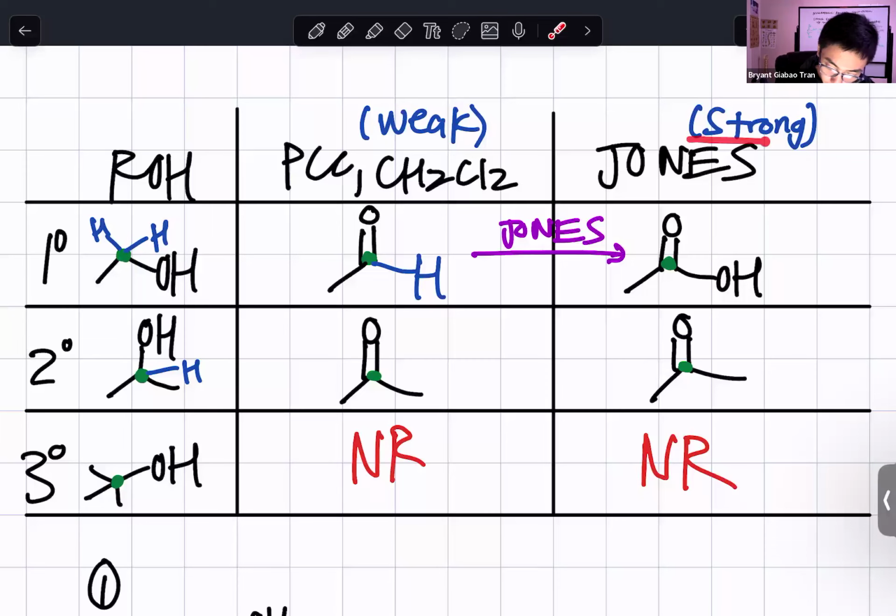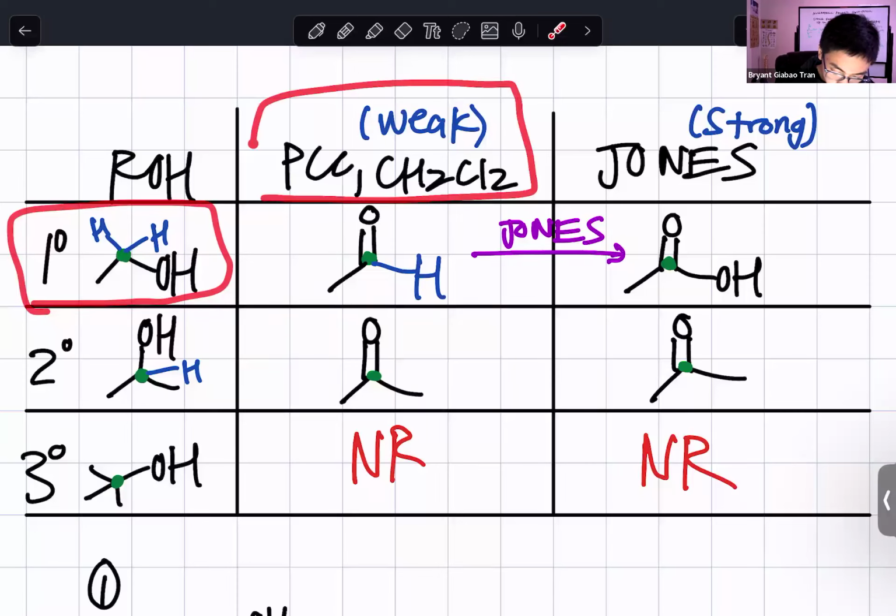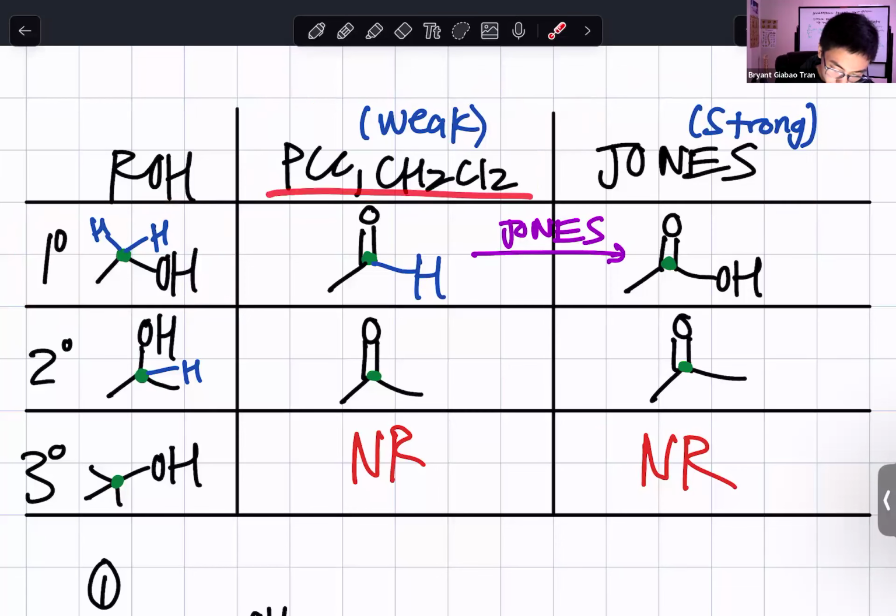But when we use a strong oxidizing agent like Jones, we will get rid of two hydrogen bonds and add two more bonds to oxygen, right? Where if you look at this carbon here, this carbon now has three bonds to oxygen, which is two more than what it originally had, right? That's the hardest scenario, the primary alcohol, because it does matter what oxidizing agent you use, PCC or Jones, because that's going to give you different products. If you use PCC on a primary alcohol, you're going to get an aldehyde. If you use Jones on a primary alcohol, you're going to get a carboxylic acid.